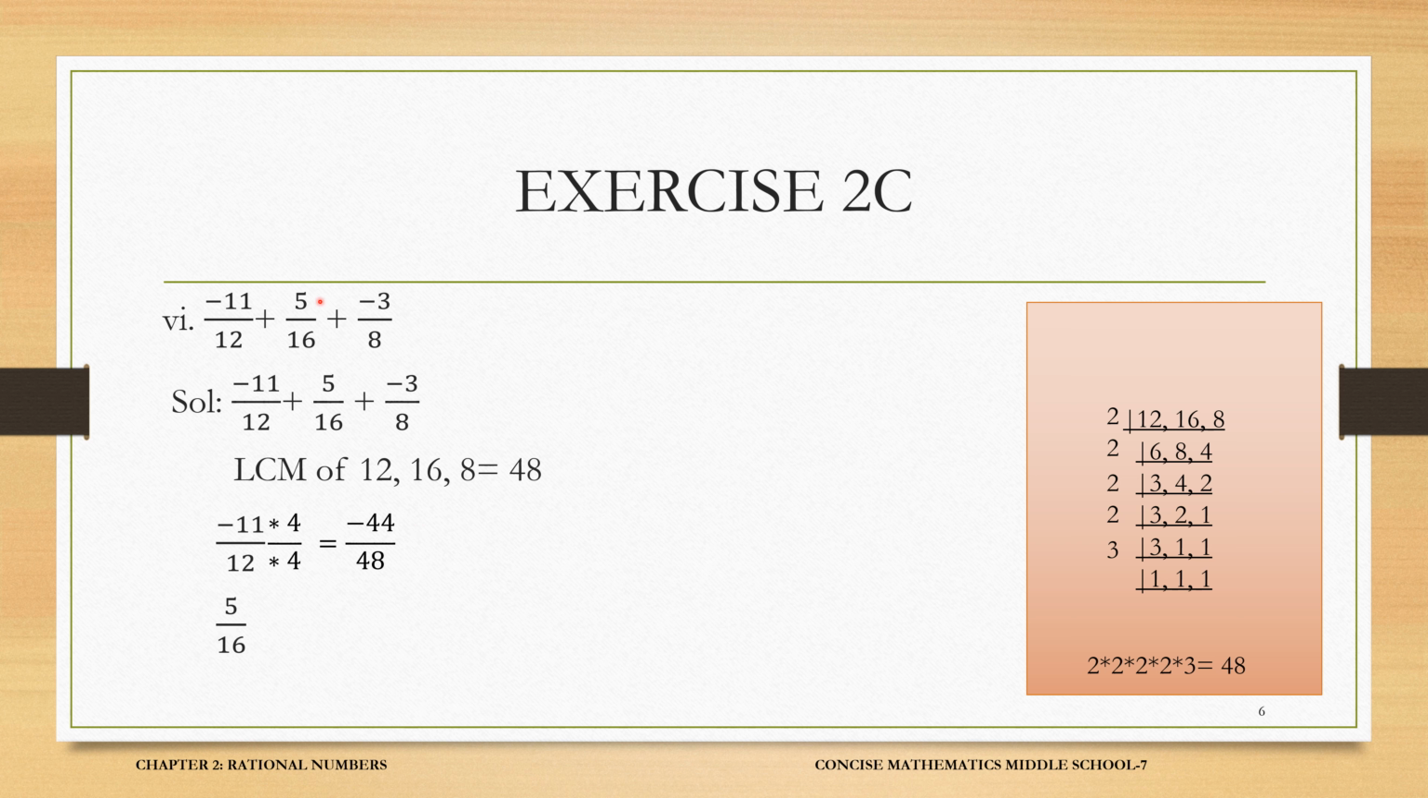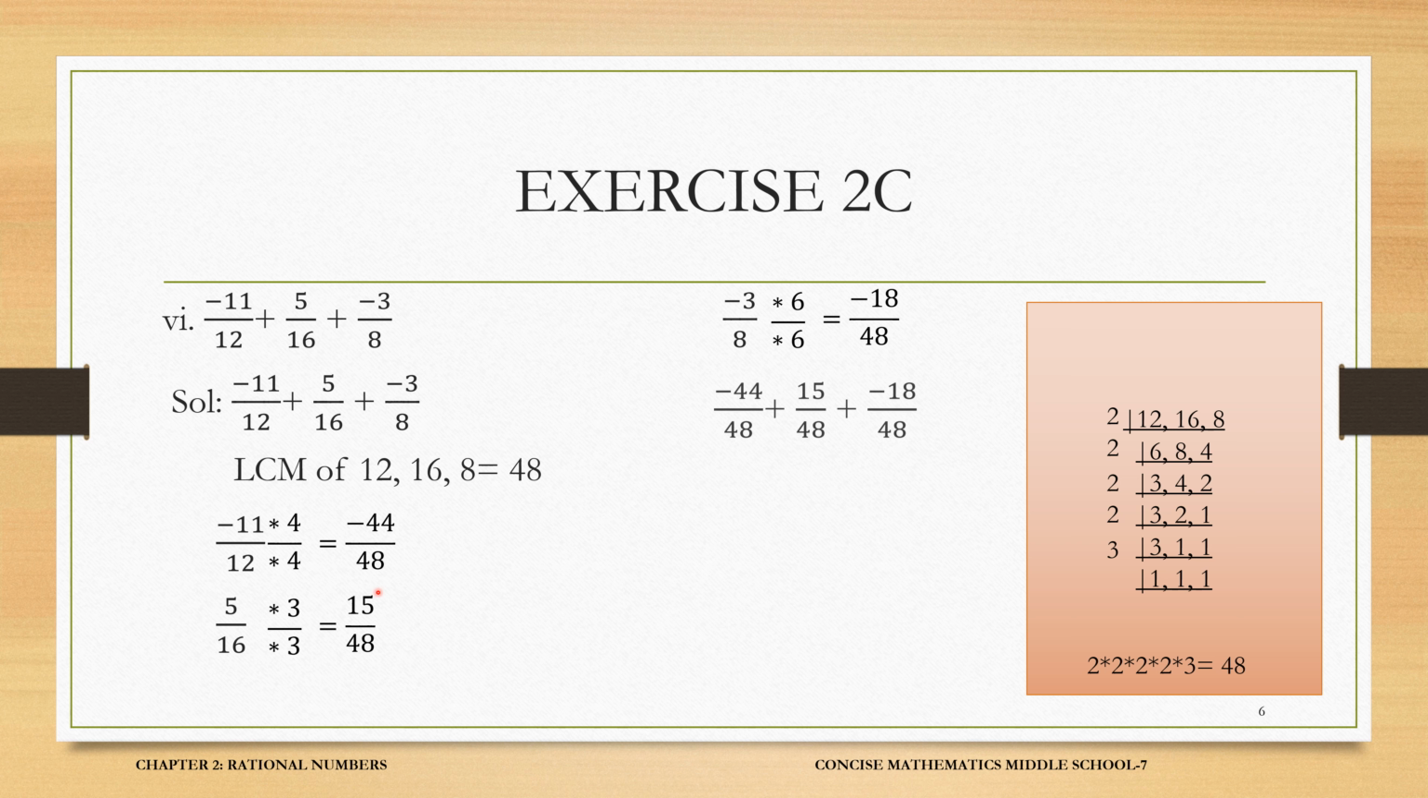Take the second rational number 5 by 16, and to make this 16 into 48 you have to multiply it with 3. 5 threes are 15. So 15 by 48. Take the third rational number minus 3 by 8, and this denominator 8 should be multiplied with 6 to make it into 48. Minus into plus is minus. 6 threes are 18. 8 6s are 48. I hope you understood this.